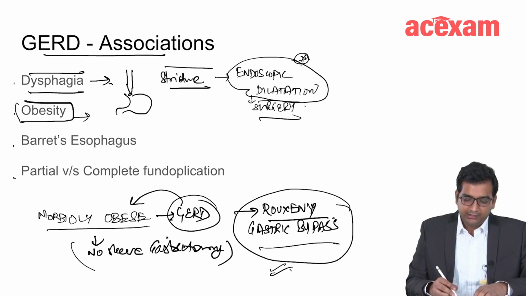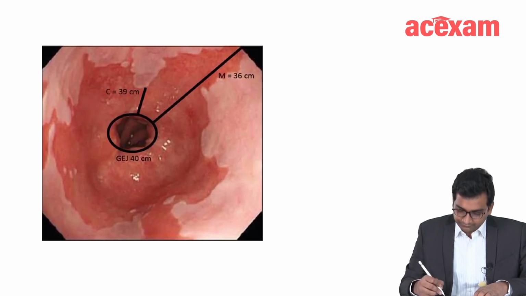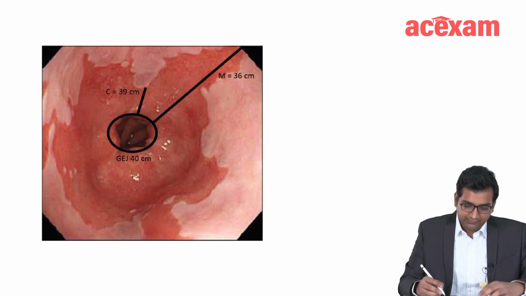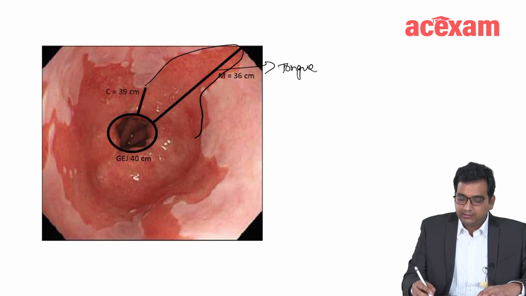Now the next point is Barrett's esophagus. What we see in Barrett's esophagus is something like this. There is presence of tongue-like protrusions. You can see here, tongue-like columnar protrusions.